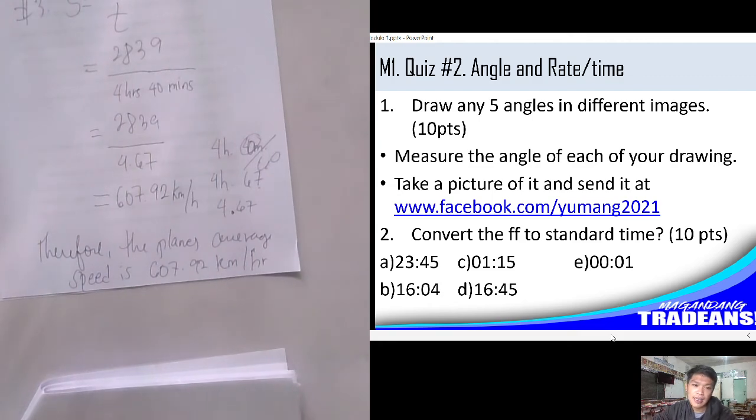Okay? Next, for test 2, convert the following to standard time. So, 23:45, B, C, D, E. Hindi po yan siya A, B, C, D, E ha. For letter A, i-convert mo yan siya into standard time. For letter B, convert that one into standard time. Letter C, also convert that one into standard time. Hanggang ma-complete mo yung letter E. So, total of 10 points for test 2. So, this is now our quiz number 2 for module number 1. I would like you to answer that one and submit it today because we will be checking that one after a few minutes. Okay?